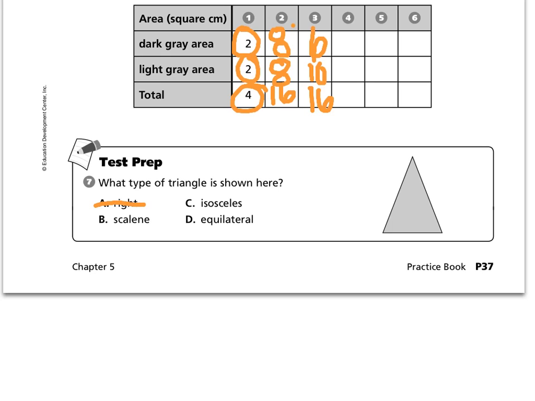Scalene means that all of the sides are of different lengths. And I can tell that these 2 sides are actually congruent in that they're the same length. So I know that it can't be scalene. Isosceles means that there's 2 equal sides, and these 2 sides are equal. Let's check letter D, equilateral. That means all three sides are equal. This bottom side, though, is not equal to the longer sides. So I know that it has to be isosceles.